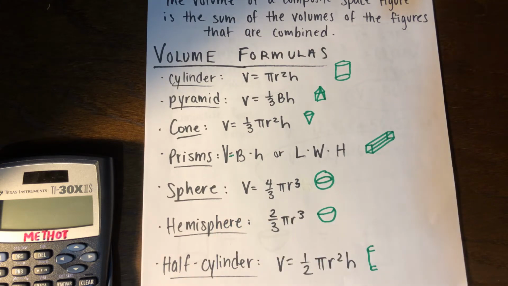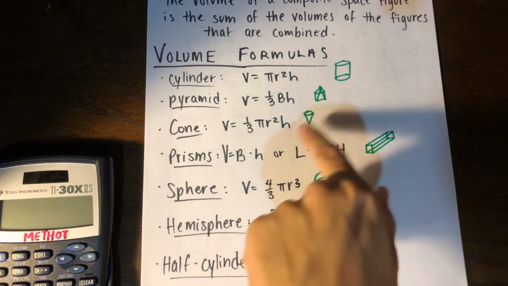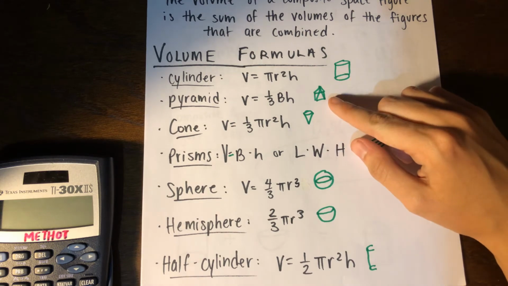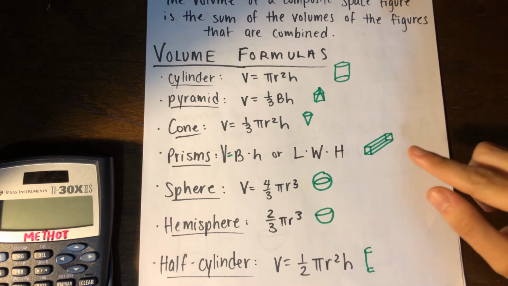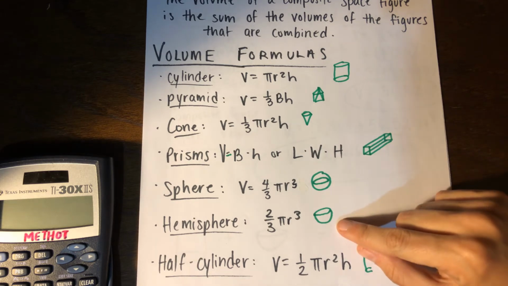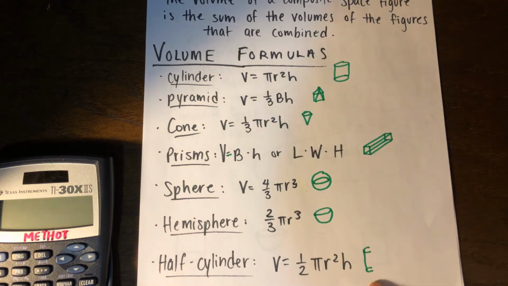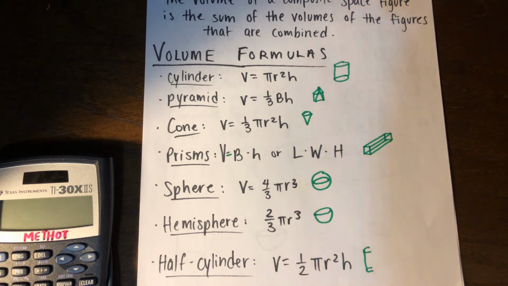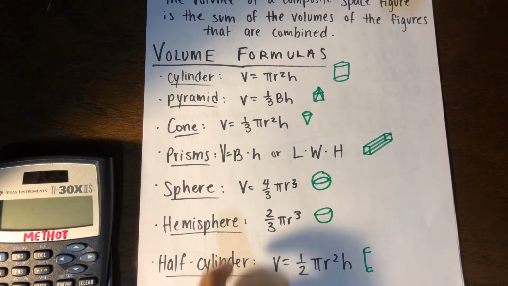We have cylinder, pyramid, cone, prism, sphere, hemisphere, and half cylinder. And I kind of drew a picture of what goes with that figure. This is a cylinder. It's my bad pyramid. That's my cone. This is a prism. This would be a rectangular prism. This is a sphere, hemisphere. We cut it in half. A half cylinder, I basically take this cylinder and I cut it in half. It's self-explanatory. These are the formulas.